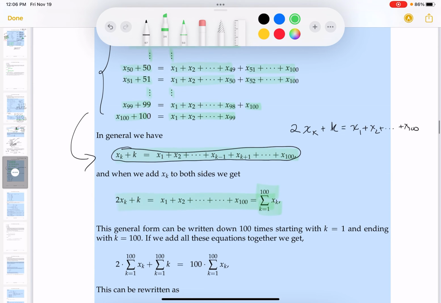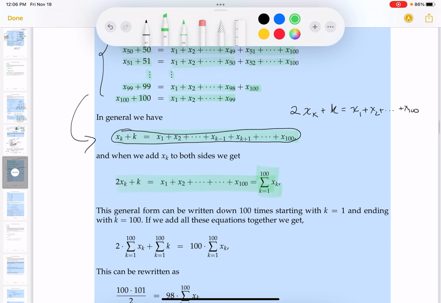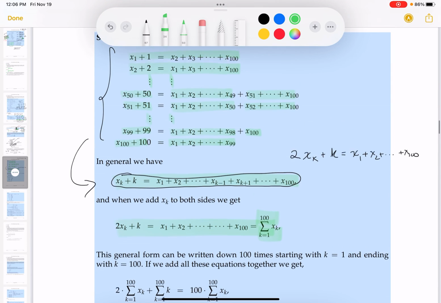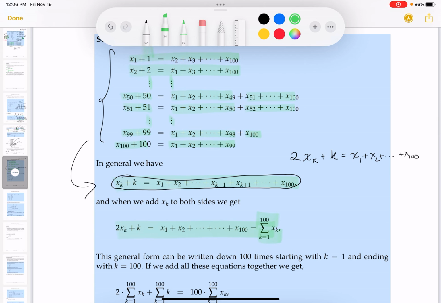Okay? So now I got troubles. Kind of looking at it. Let's take a look here. Well, you know what I'm going to do? I'm going to look at all these equations.